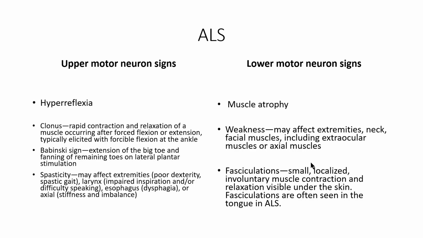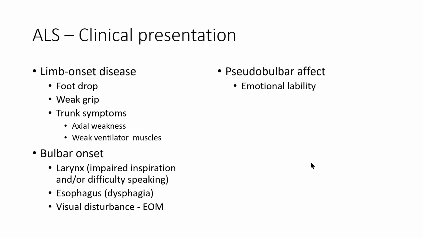On the lower motor neuron side, we're going to see muscular atrophy like we observed in the picture of the ALS patient, and this can include appendicular, axial, as well as facial muscles. And then fasciculations, these small localized involuntary muscle contractions that we'll look at shortly.